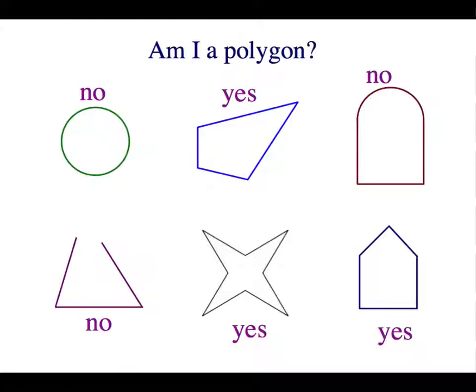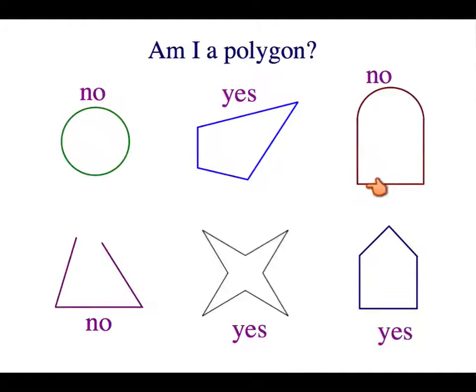Here's the answers. What did you get? A circle. Is that a polygon? No, it's not in the polygon family because it's got curved sides. It's actually a type of an ellipse, so it's a different sort of two-dimensional shape. All right, what about this one? It has straight sides. It's closed, so it must be a polygon. Yes is the answer for this one.